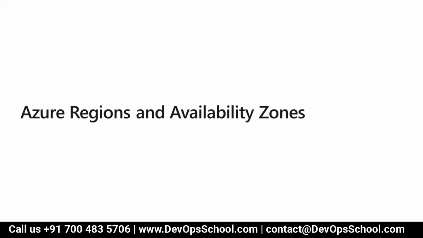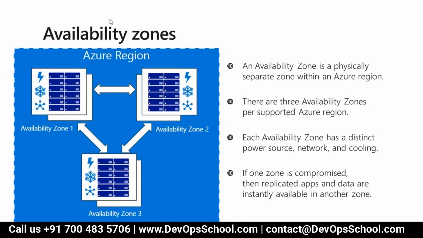Okay, let's discuss the availability zones. Region means any geographical area, like in Azure we have East US, West US, South India region. Inside each region, you can see in the picture, there are 3 availability zones: first, second and third. An availability zone is a physically separated zone within an Azure region. There are 3 availability zones per supported Azure region. Each availability zone has a distinct power source, network and cooling. Why? Because if one zone is compromised, then replicated apps and data are instantly available in another zone.